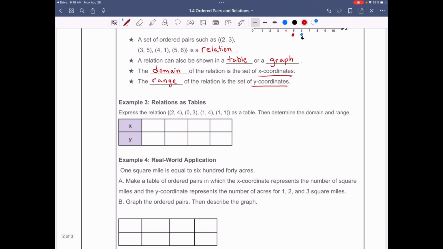Let's look at example 3. Express the relation (2, 4), (0, 3), (1, 4), (1, 1) as a table. Then determine the domain and range. All right, so the first number in an ordered pair is the x value, and the second number is the y value. So we write (2, 4) in the table as 2 and 4. All right, so let's fill that in for (0, 3), (1, 4), and (1, 1).